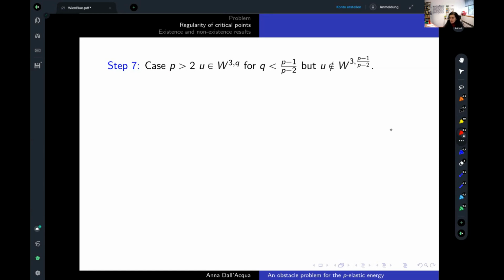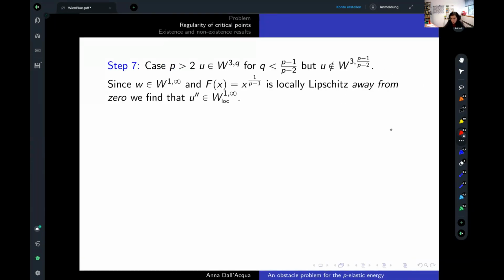What happens for P bigger than 2, then we have W^{3,q} for q smaller than (P minus 1) divided by (P minus 2), and the third order derivatives are not integrable to the power (P minus 1) divided by (P minus 2). Why is that?